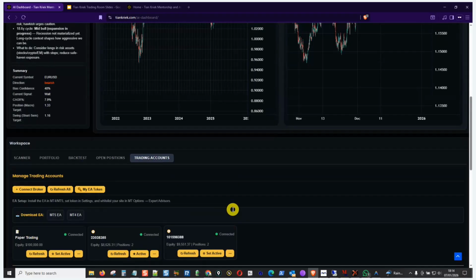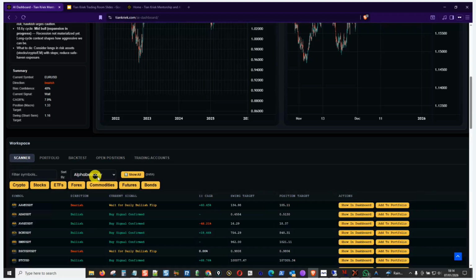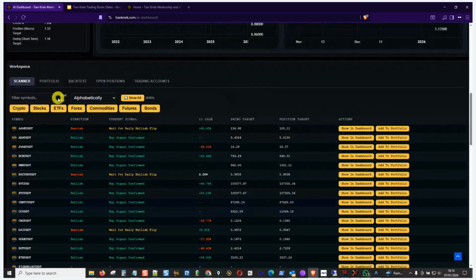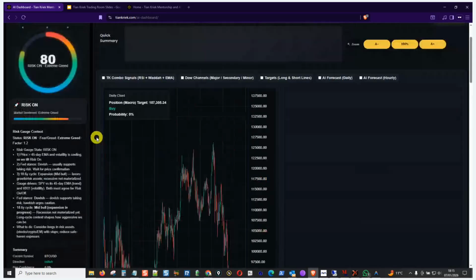Okay, so that's where we are with regards to the changes in the interface with regards to the scanner as well as the portfolio. Again, if I go to the scanner at the bottom and there's something that I like, for instance, Bitcoin, which is bullish here, and there's a buy signal confirmed. And on average, if I buy and hold this, I'll be making 68% a year. You can see that there's a swing trading target at around $100,000 for Bitcoin, or a position trading target at 107. If I want to see this in the advanced charts to view the analysis, then I can simply click on show in dashboard, and then all the charts will change.